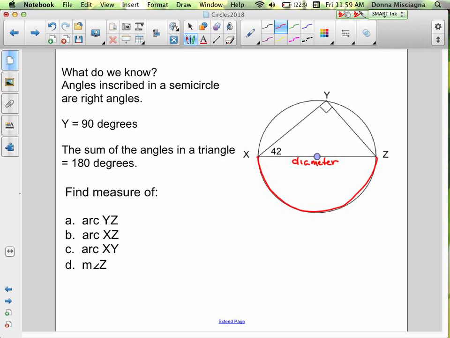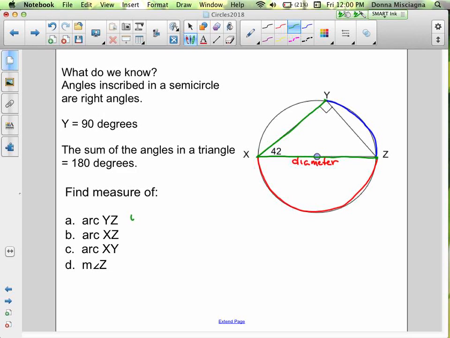First of all, let's find the measure of arc YZ. So YZ is right here. If we follow it back from the end point of the angle to the other side of the circle where the inscribed angle is located, we see that angle YXZ is the inscribed angle for arc YZ.